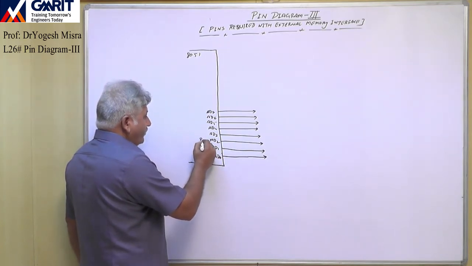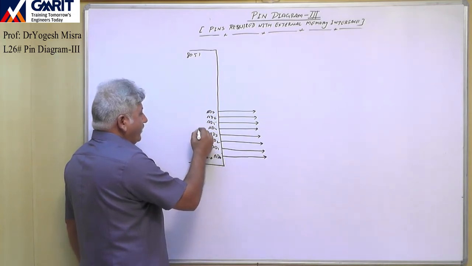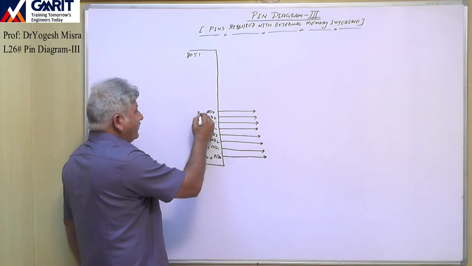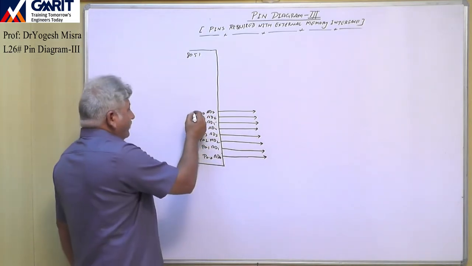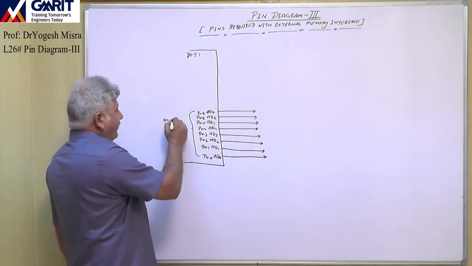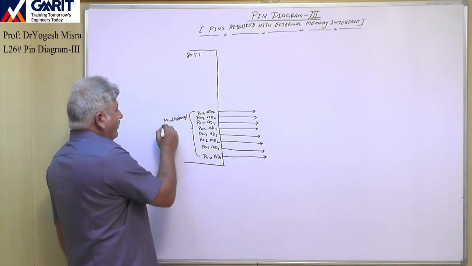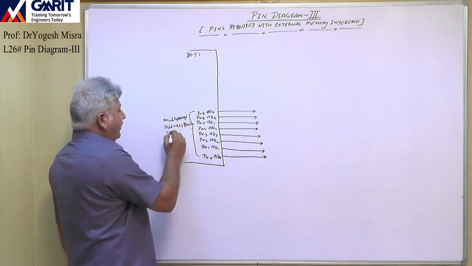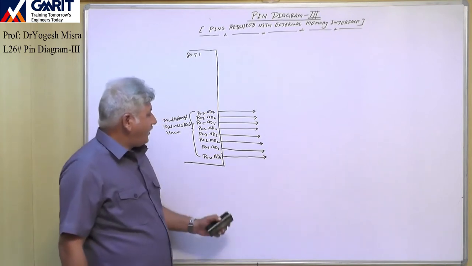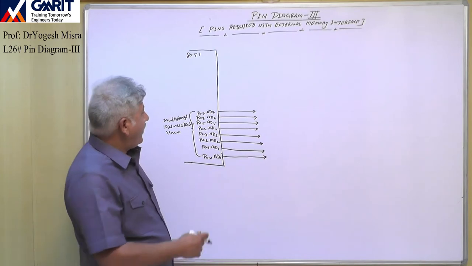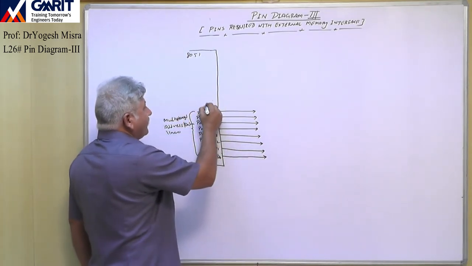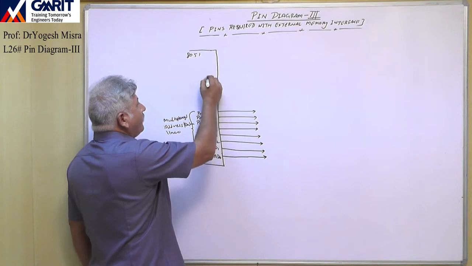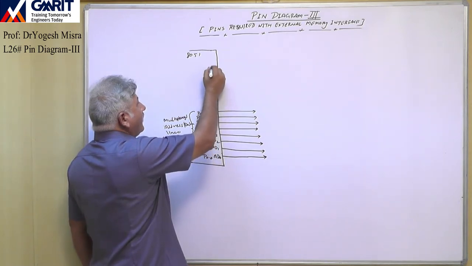0 pin number 1, port 0 pin number 2, port 0 pin number 3, port 0 pin number 4, P0.5, P0.6 and P0.7. So these are multiplexed address data lines, and addresses are the lower 8 bits and the higher 8 bits of the addresses, that is A8, A9, A10, A11, A12, A13, A14 and A15.